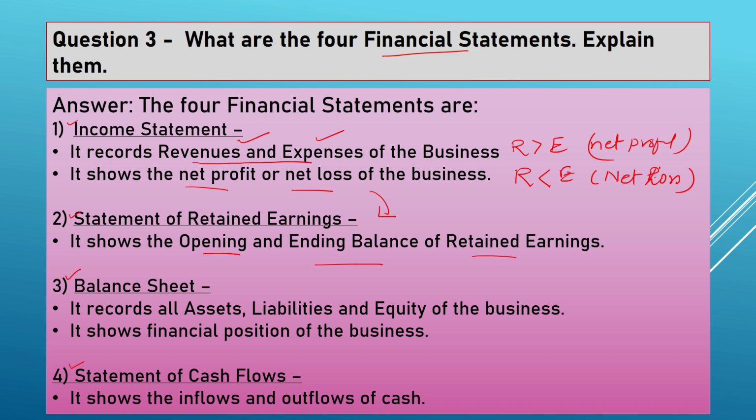to the second statement, which is the statement of retained earnings. From the retained earnings, we get the ending balance, and then this ending balance will go to the equity section of the balance sheet. So the third statement is the balance sheet.